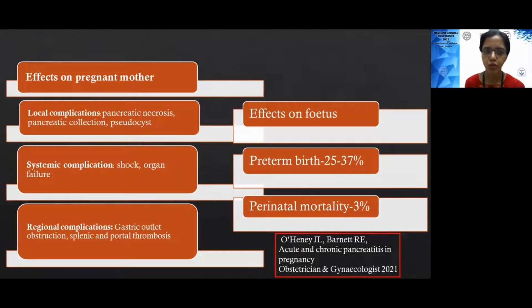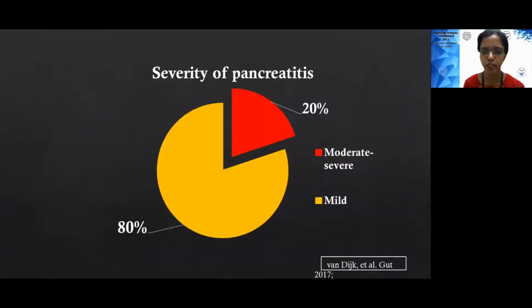What does pancreatitis do to the mother? In the mother, the complications are quite similar to a non-pregnant person: local complications like pancreatic necrosis, pancreatic collection or pseudocyst, systemic complications like shock or organ failure, and regional complications like gastric outlet obstruction, splenic and portal vein thrombosis. However, in a pregnant lady, effects on the fetus have to be also considered. On the fetus, it can cause preterm birth in 25 to 37% and perinatal mortality in up to 3% of the children.